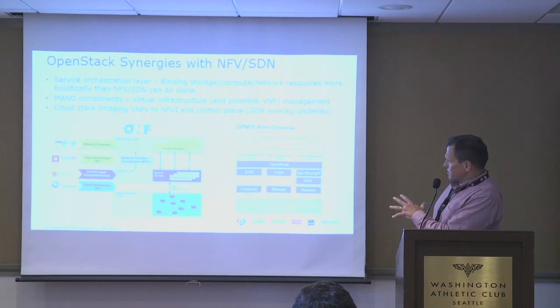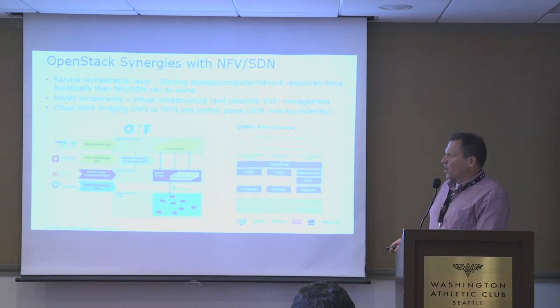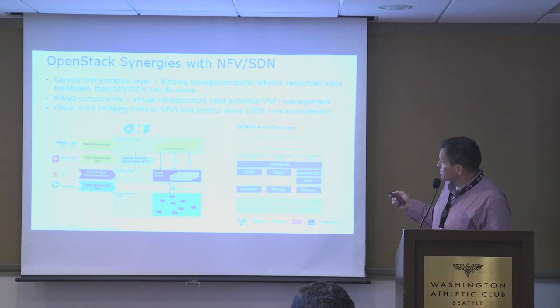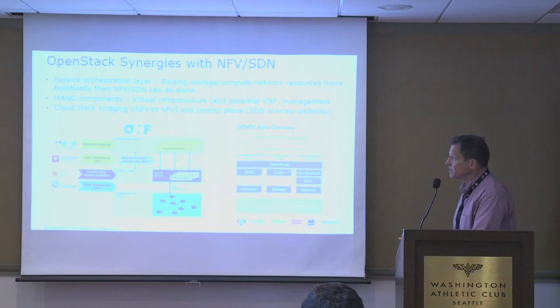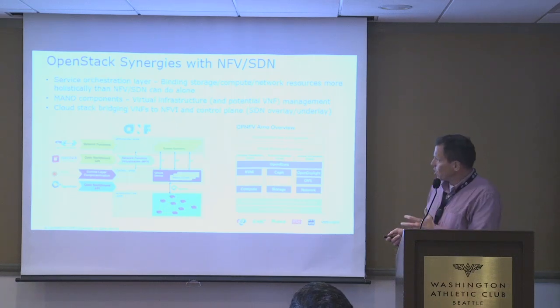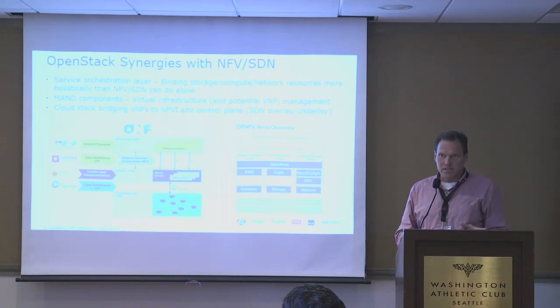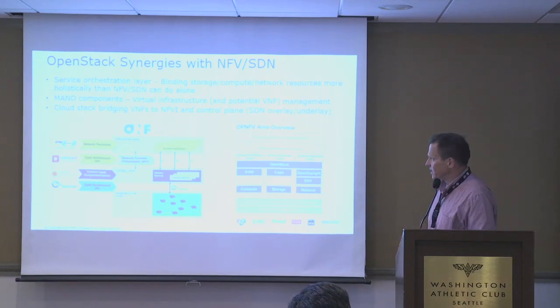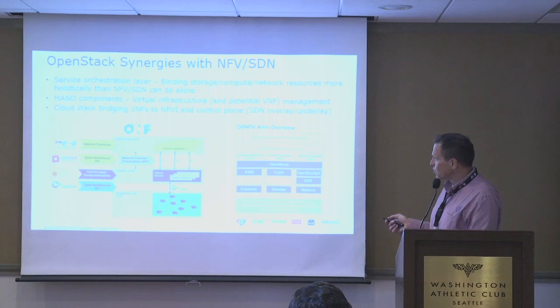So these are some illustrations. I kind of like them because you don't often see how all the pieces fit together. What we see with OpenStack and how it ties to NFV and SDN is, number one, you've got this service orchestration capability. It's one of the toughest nuts to crack, but the idea is you want to bind storage, compute, and network resources more holistically than NFV and SDN can do alone, and vice versa. OpenStack tends to be fairly data center centric, but of course you've got to get to the data center and you've got to get between data centers and get to the end users. So you need the north-south as well as the east-west.